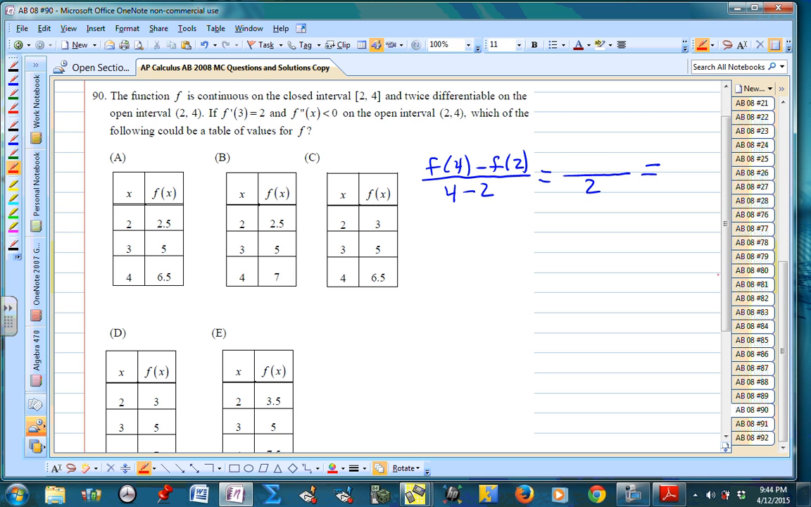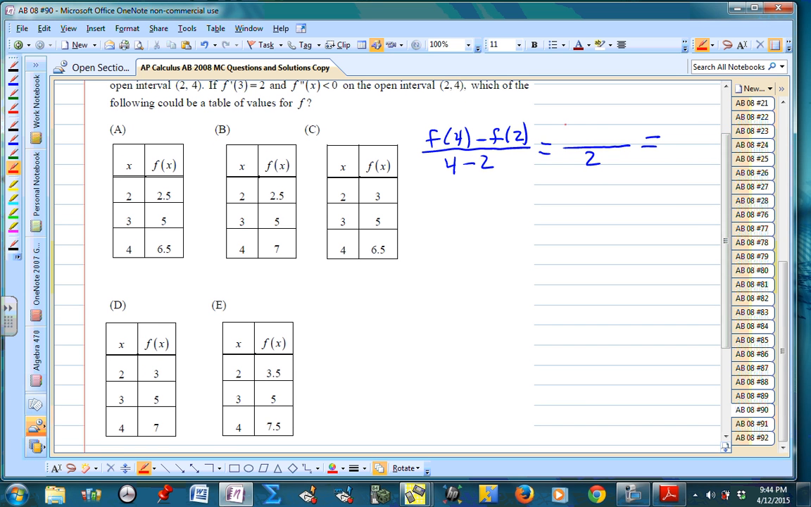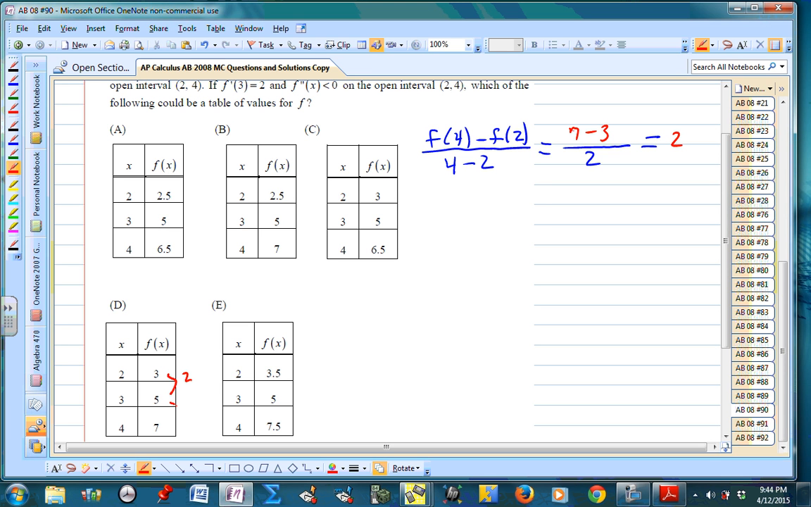If we look at the data in table D, our average rate of change will be 7 minus 3 over 4 minus 2, which is 2. So this looks like it could be a contender, because we can guarantee then that f prime is 2 somewhere in the interval. But you see how we increase by 2 each time. This is a constant rate of change, which makes this function linear, not concave down. So we can eliminate D.